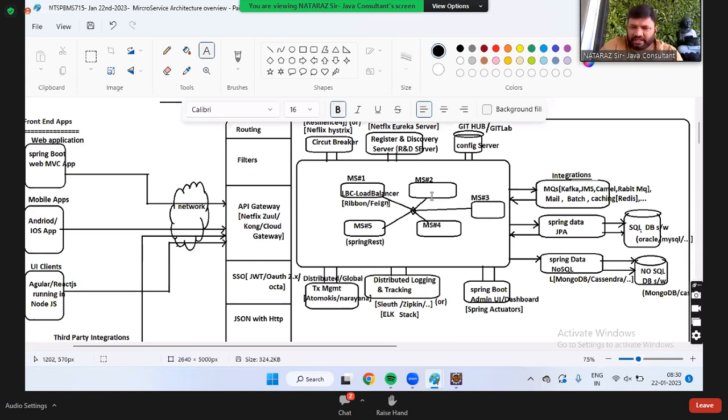While teaching this tool, I'm going to cover some of the microservice patterns. API gateway is one pattern, and circuit breaker is one pattern. In most places, it is because of patterns only that we are learning these tools.